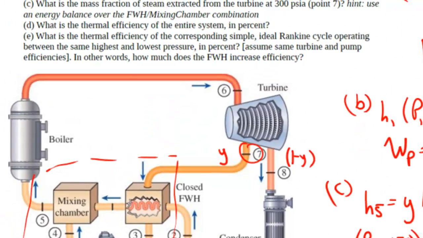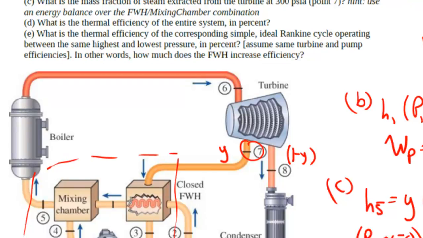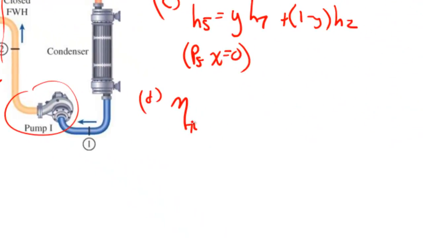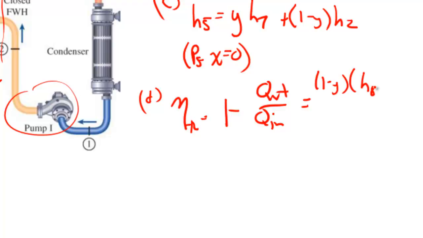This is part D. We want to know what the thermal efficiency is of the whole system. And so what I can do here to find my efficiency is either calculate the total work, which would include the second part of the turbine, or I could also recognize that the thermal efficiency is 1 minus Q out over Q in, because I actually already have those values. Q out is going to be 1 minus y times H8 minus H1, and Q in is H6 minus H5, since we already know what H5 is.